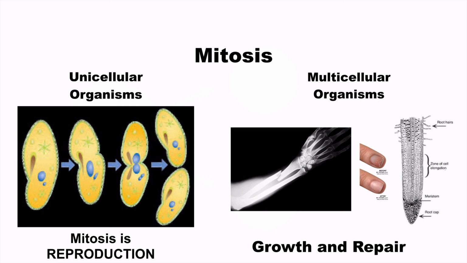We're using mitosis for growth and repair of our body parts, of our cells, tissues, organs. When you break a bone, that bone heals by mitosis. So when you bite your nails, that nail grows back because of mitosis. In the case of a root or a stem in a tree or a plant, those parts get longer because of mitosis. So very different use, but same concept. In both examples, we're making new cells that are exactly the same as the original.